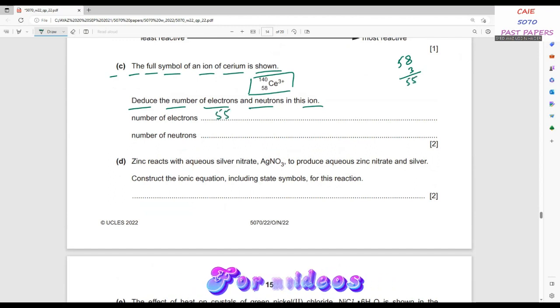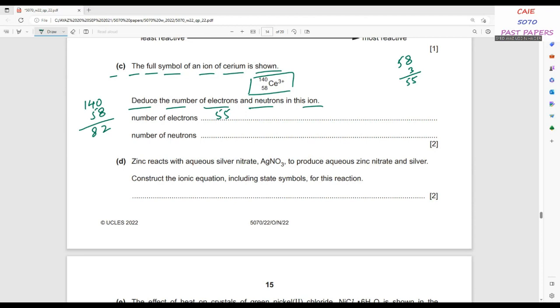What about the number of neutrons? You have to subtract 58 from 140. It should be 82.